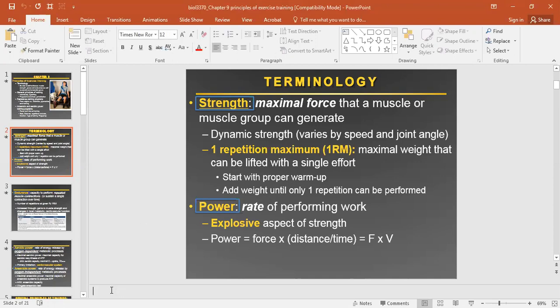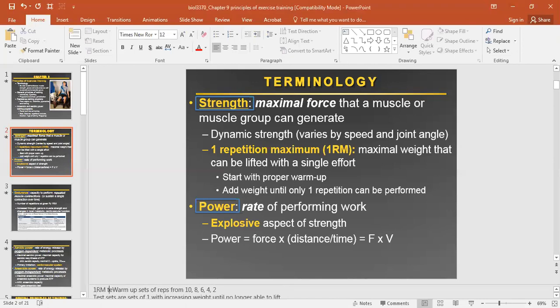So if you think about it, warm-up sets, reps from 10, 8, 6, 4, 2, and then test sets are sets of 1 with increasing weight until no longer able to lift. So that's how a 1 repetition maximum test would go.